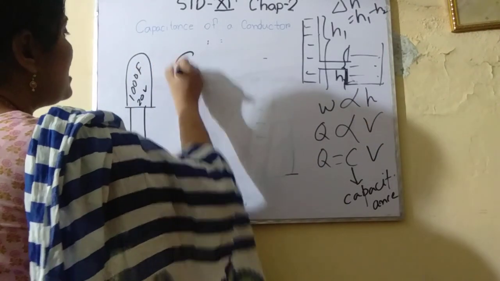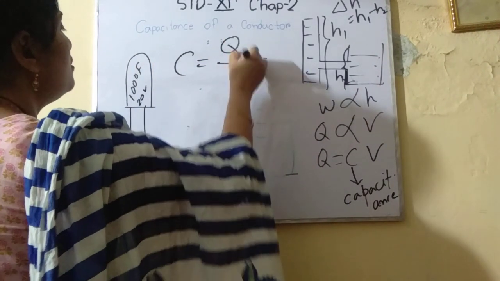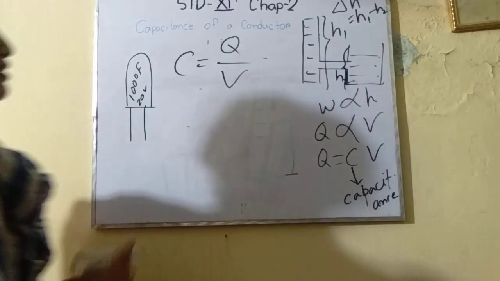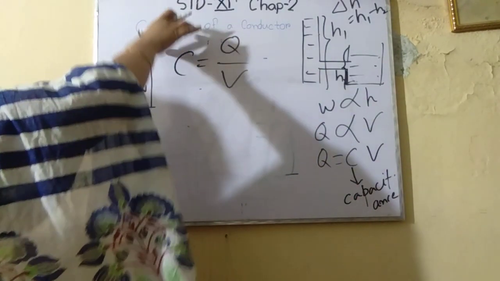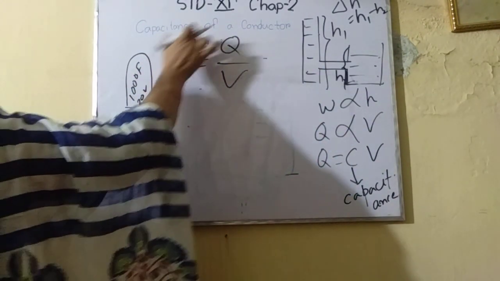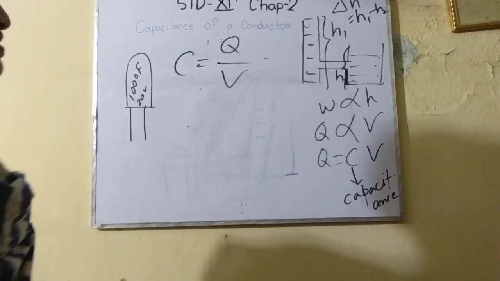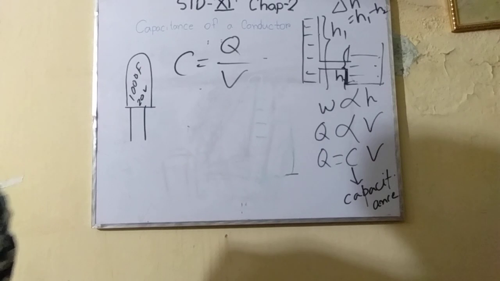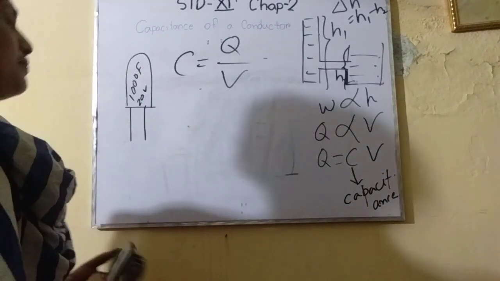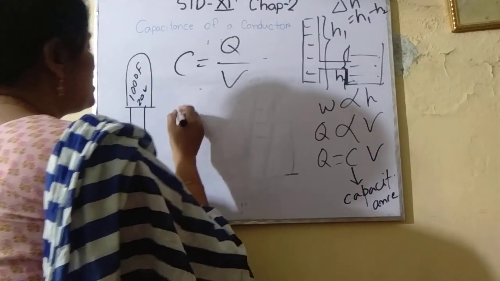Okay, so C equal to what? C equal to Q by V. The more the charge, the more the capacitance. Understand? The more the charge, the more the capacitance. The more I charge the whole plate, the more my capacitance will increase.